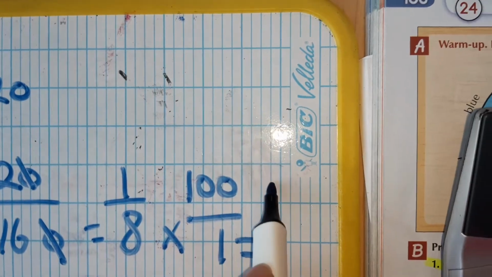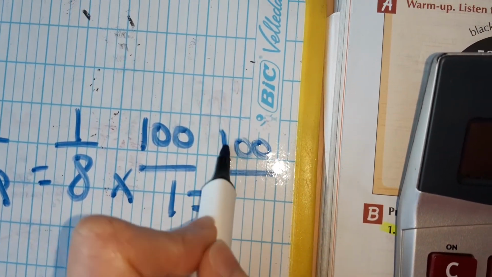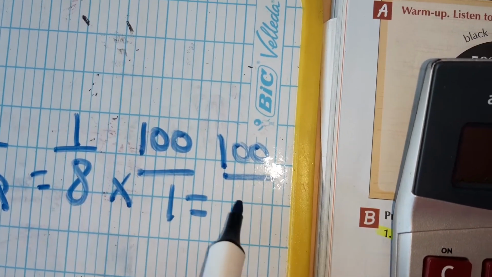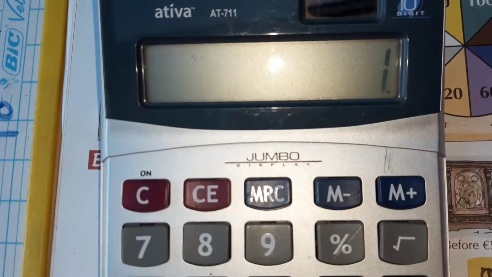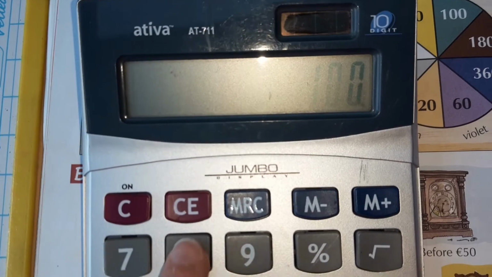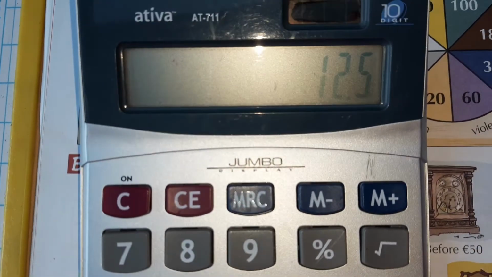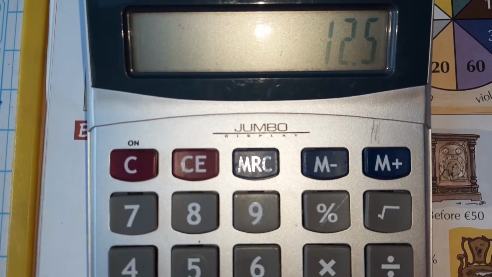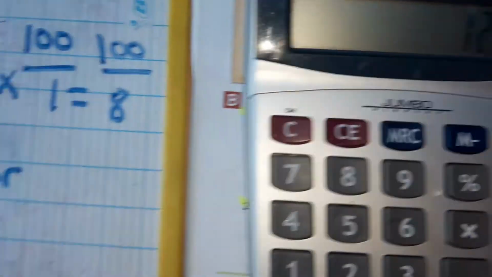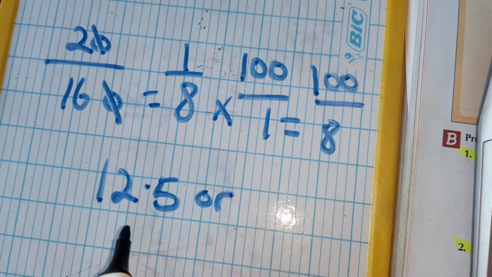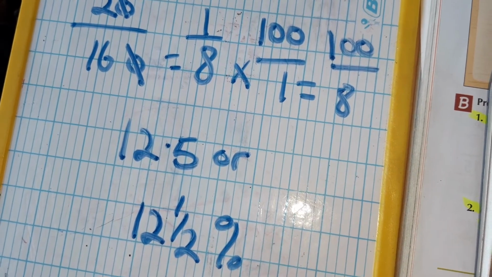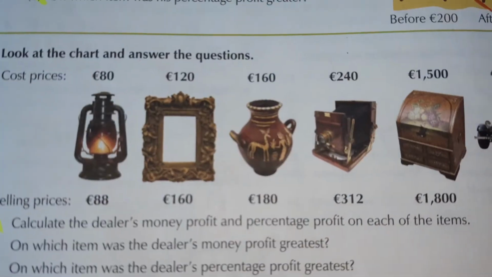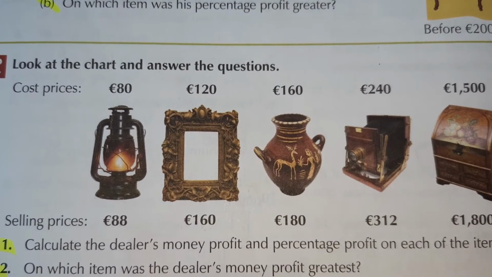So it's the same as 100. So 1 times 100 is 100 and 8 times 1 is 8. So we're doing 100 divided by 8. 100 divided by 8 equals 12.5, so that's 12.5%. Okay, so I'll just give you the answers for the rest of them.